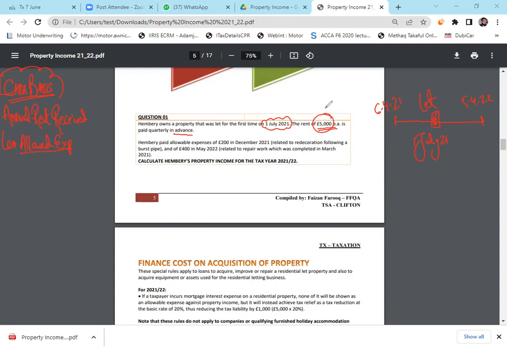Are we talking about the tax year 2022? How much cash he got during tax year 2022?